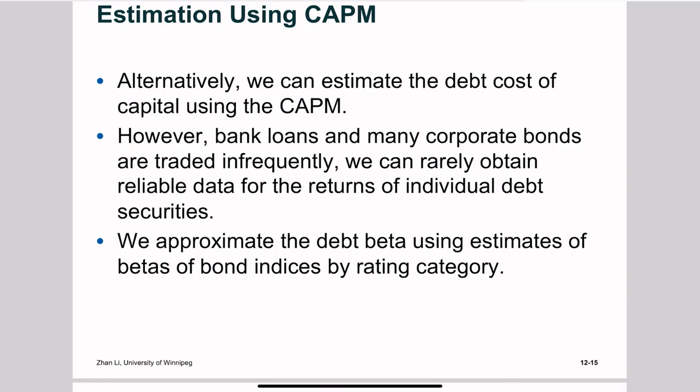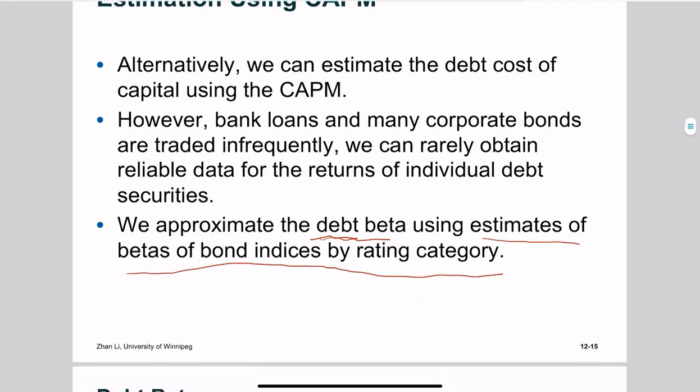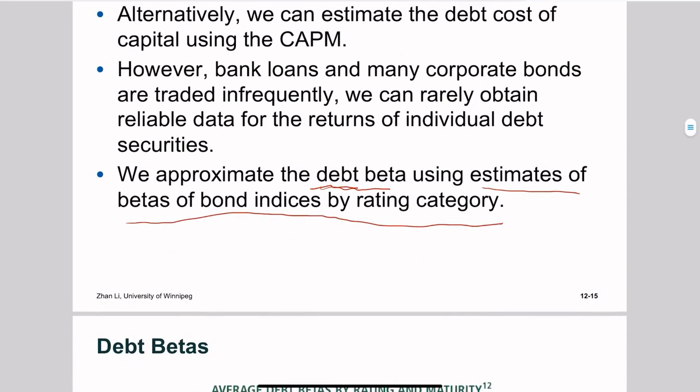Well, we will just approximate the firm's debt beta, right? By using the estimates of betas of bond indexes by rating agencies. Now, what does this imply? Let's say you're thinking about estimating Apple's AA rated debt. You want to find out this debt, and what is this debt's beta, right? What is its beta here?